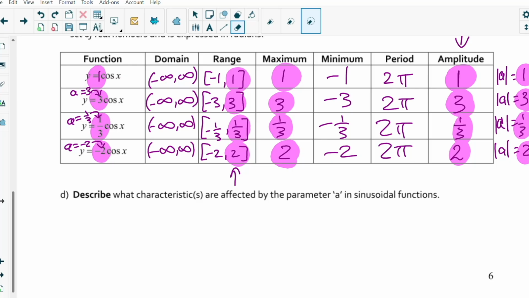For y equals -2 cosine of x, the absolute value of a is 2. So the amplitude equals the maximum value, which is 2, minus the minimum value, which is -2. So that's 2 minus -2 divided by 2. That equals 2.